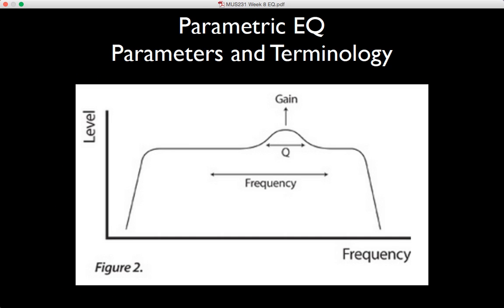So this is just a visual. This is the frequency range. This is, of course, frequency side to side. Q is how wide, gain is up or down. Make sense? Nothing too crazy.